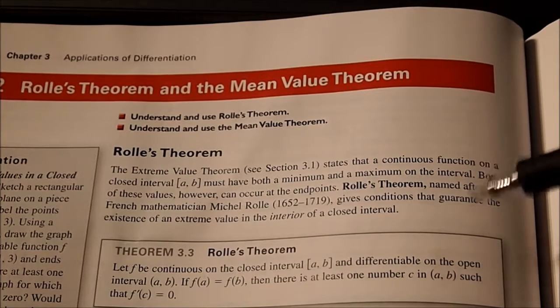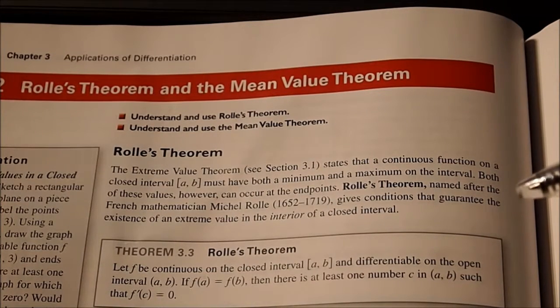So Rolle's theorem gives conditions that guarantee the existence of an extreme value in the interior of a closed interval. That means the extreme value, the maximum or the minimum, cannot be at the endpoint. It must be somewhere within the interval.